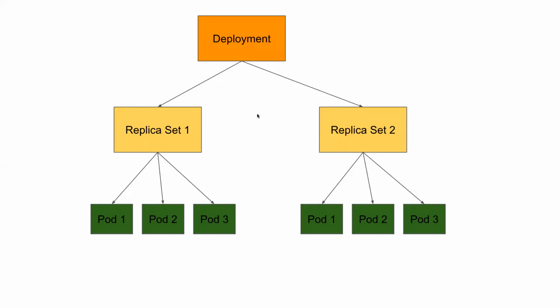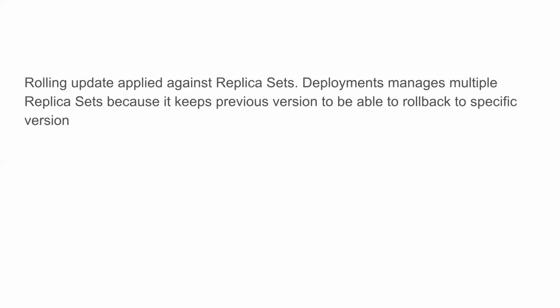By using this schema, I will show you an example on the terminal. So keep this picture on your mind. It will help you in the future sessions. So rolling update applied against replica sets. Deployments manage multiple replica sets because it keeps previous version to be able to roll back to a specific version. So that is the reason why a deployment object can manage multiple replica sets.